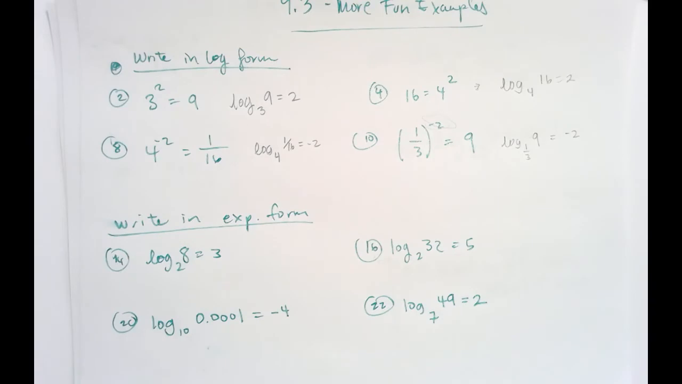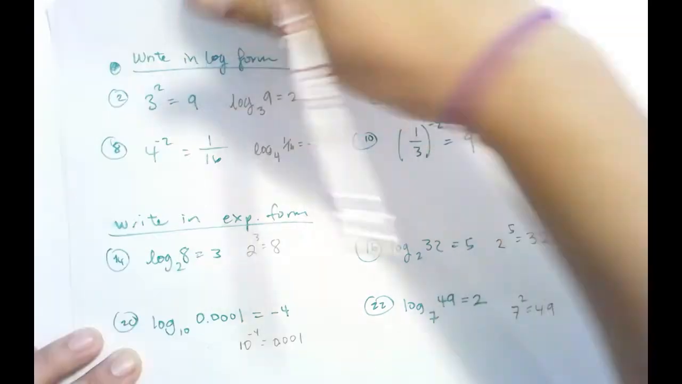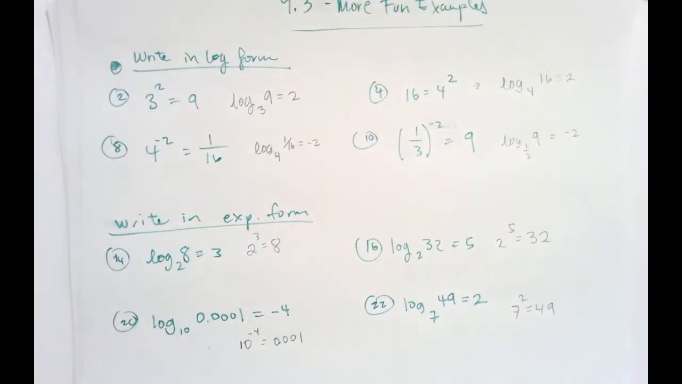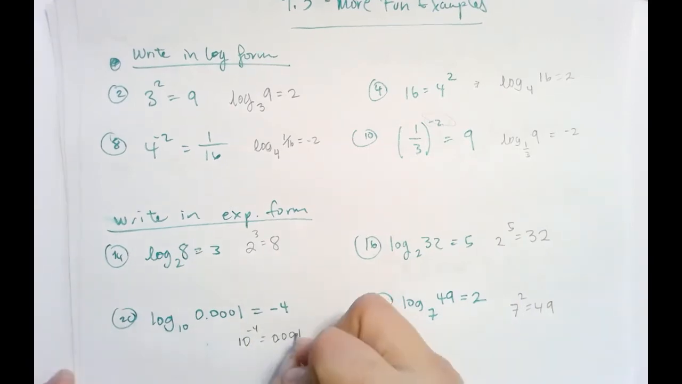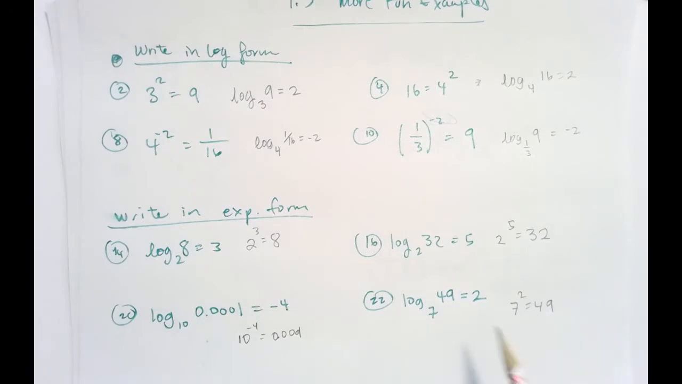You guys can pause the video. I'll give you 5 seconds to pause this so you guys can practice it on your own. Honor system, okay? 5, 4, 3, 2, 1. Let's go ahead and check your answers. Did you get 2 to the 3 is equal to 8, 2 to the 5 is equal to 32, 10 to the negative 4 is equal to 0.0001, excuse me. And remember, 7 to the power 2 is equal to 49.